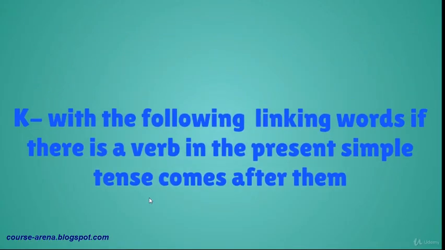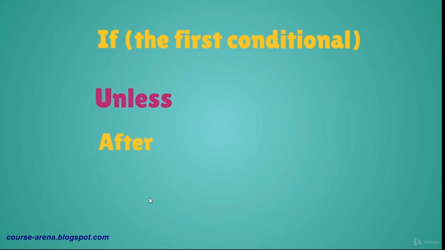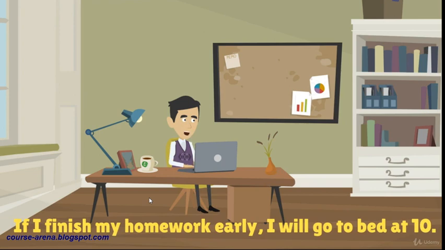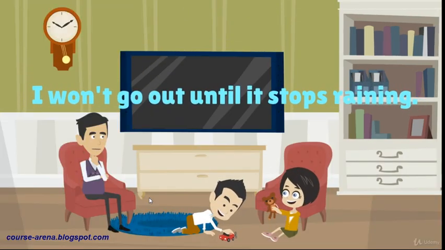K, with the following linking words if there is a verb in the present simple tense comes after them. If, the first conditional, unless, after, before, when, as soon as, until. If I finish my homework early, I will go to bed at 10. I won't go out until it stops raining.